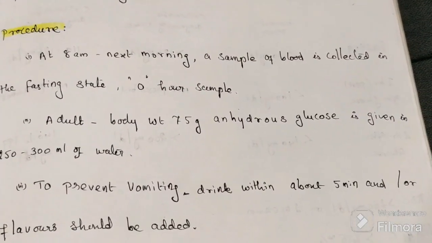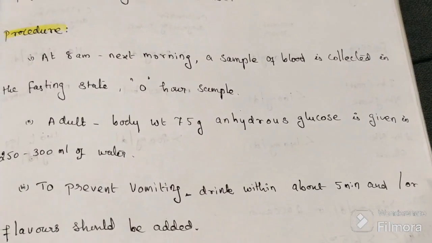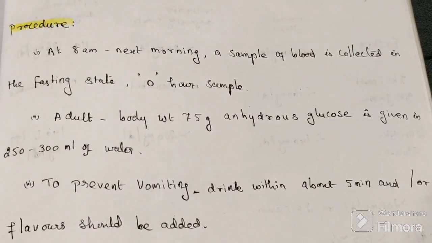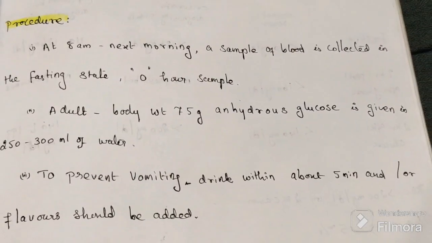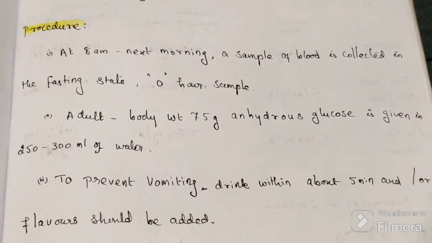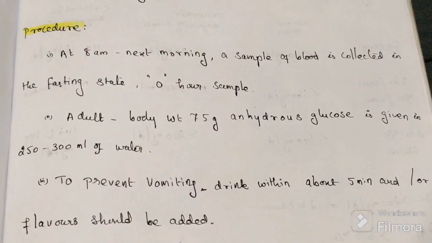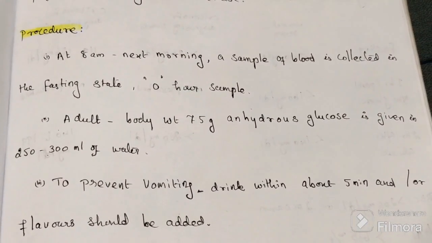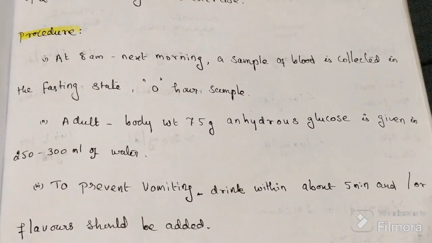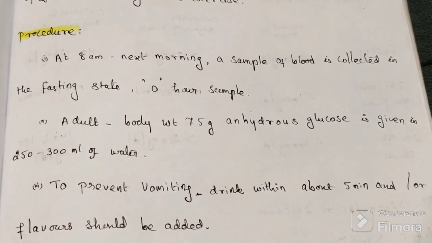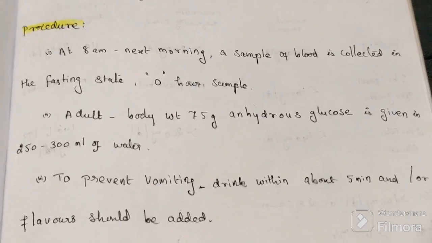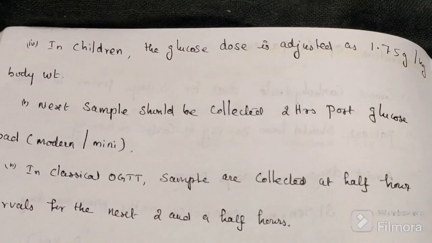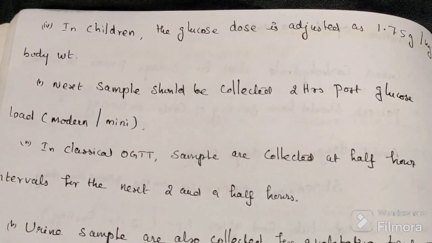In the case of an adult, we give 75 gram glucose added to 250 to 300 ml of water. We inform our patient to drink slowly, otherwise it may cause vomiting. So next day morning the sample is collected at 0 hour, then 75 gram glucose mixed with 300 ml of water. Drink slowly, it will take 5 minutes. In the case of children, it is 1.75 gram per kg body weight.